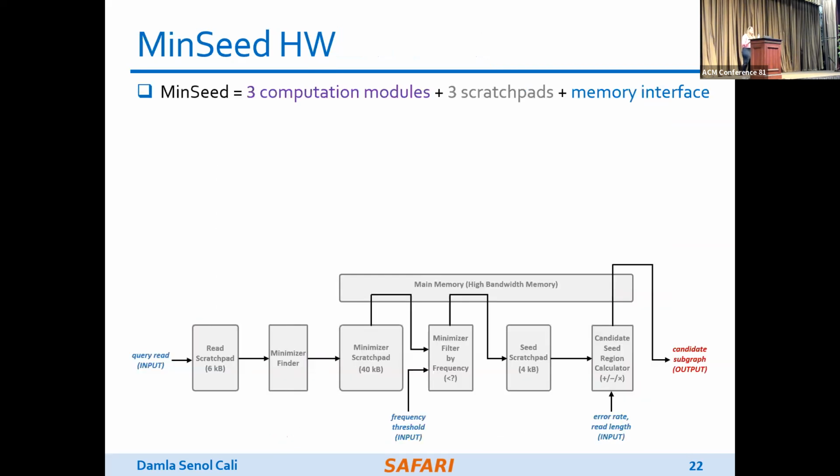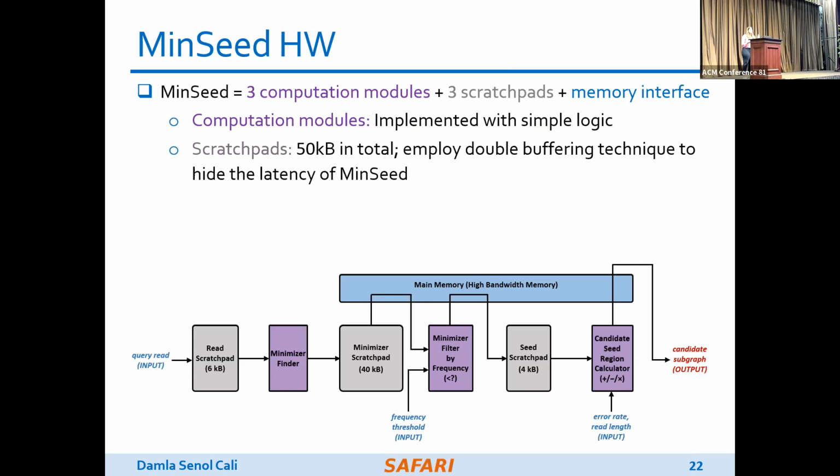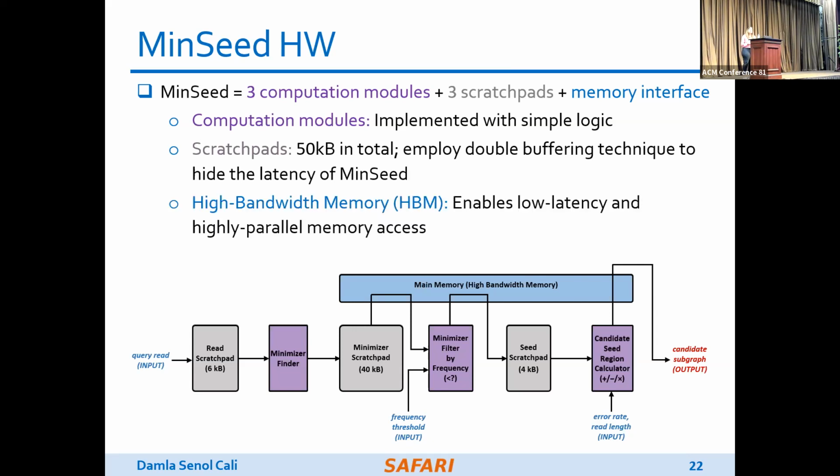When we look at the hardware design of MinSeed, it consists of 3 computation modules, 3 scratchpads, and the memory interface. The computation modules are implemented with simple logic since we require only basic operations like comparisons and simple arithmetic operations. For all the 3 scratchpads, we employ a double buffering technique to hide the latency of the MinSeed accelerator. And we also couple MinSeed with high bandwidth memory to enable low latency and highly parallel memory access.